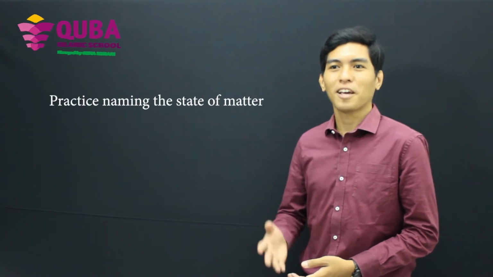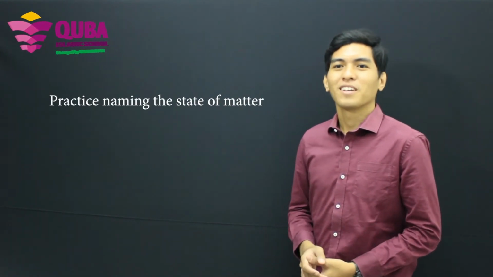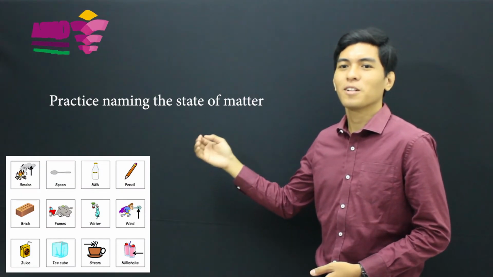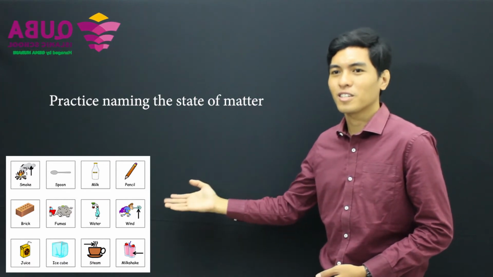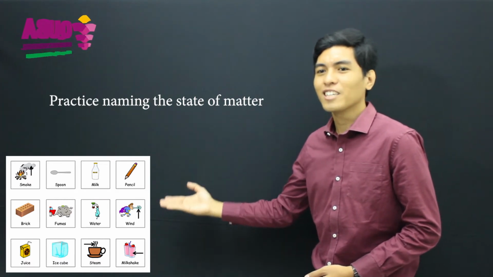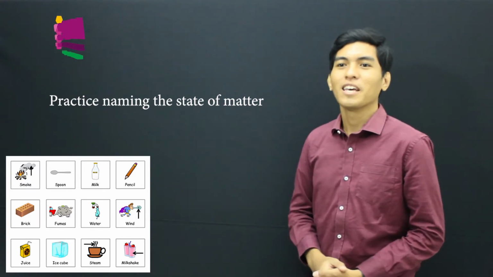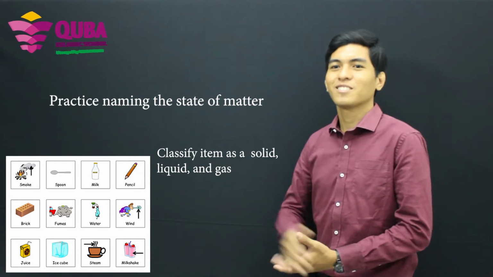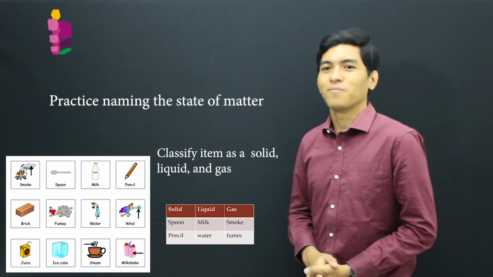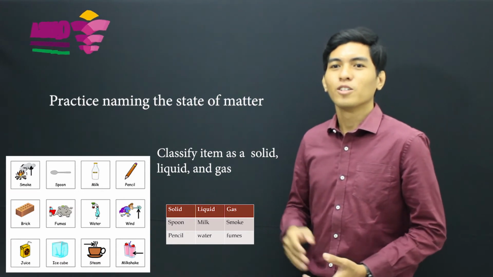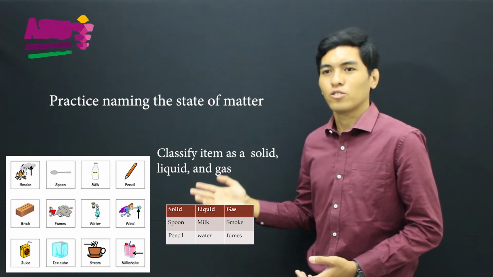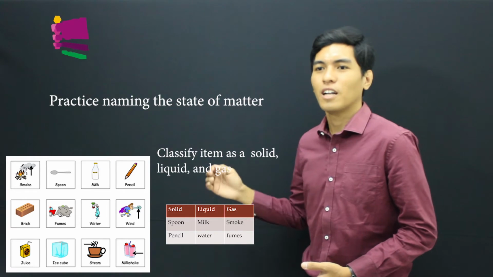In this slide, teacher wants to challenge you with a practice about states of matter. In this picture, for example, there are smoke, spoon, milk, pencil, brick, fuse, water, wind, juice, ice cube, steam, and milkshake. Can you classify each item as a solid, liquid, or gas? For example, smoke. We know that smoke is a gas, spoon is a solid, and milk is a liquid.